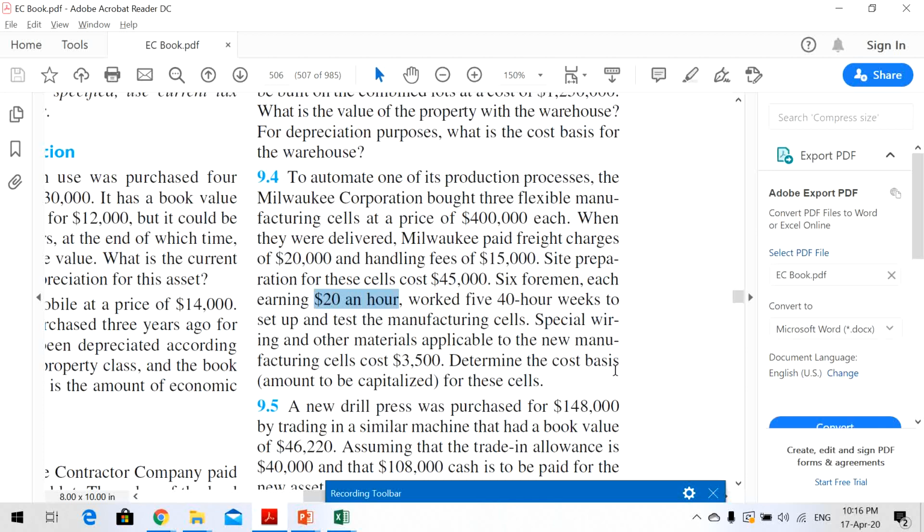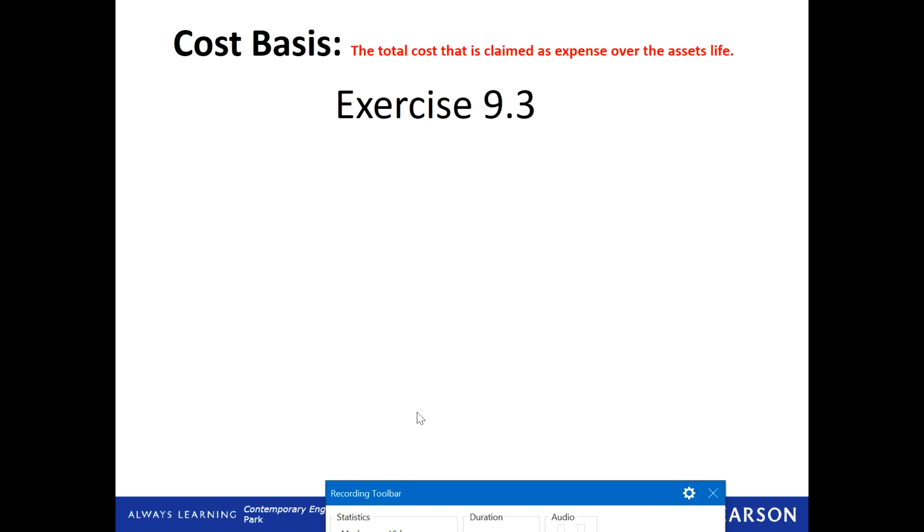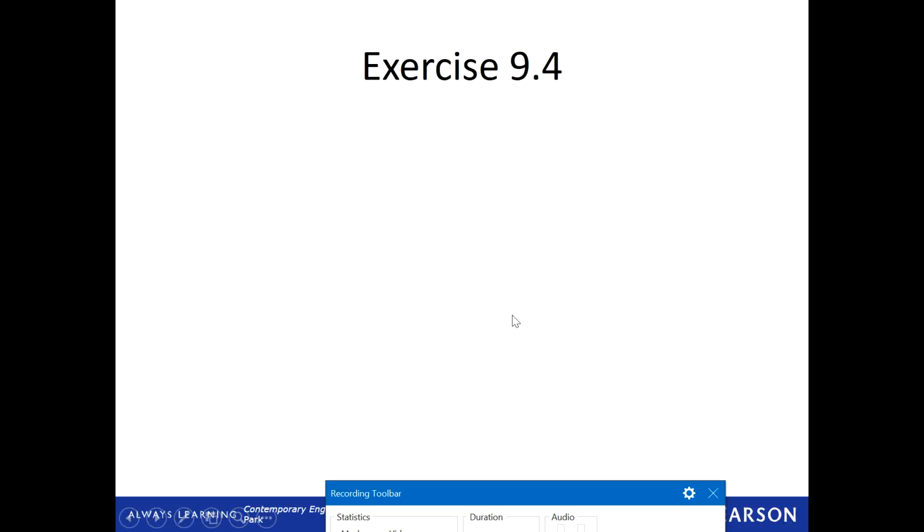Determine the cost basis for these cells. Basically this is the question, to calculate the depreciation cost. Remember we said that in depreciation, cost basis is the total cost that can be claimed as an expense over its useful life. It includes transportation cost, site preparation, installation, training, all of this.